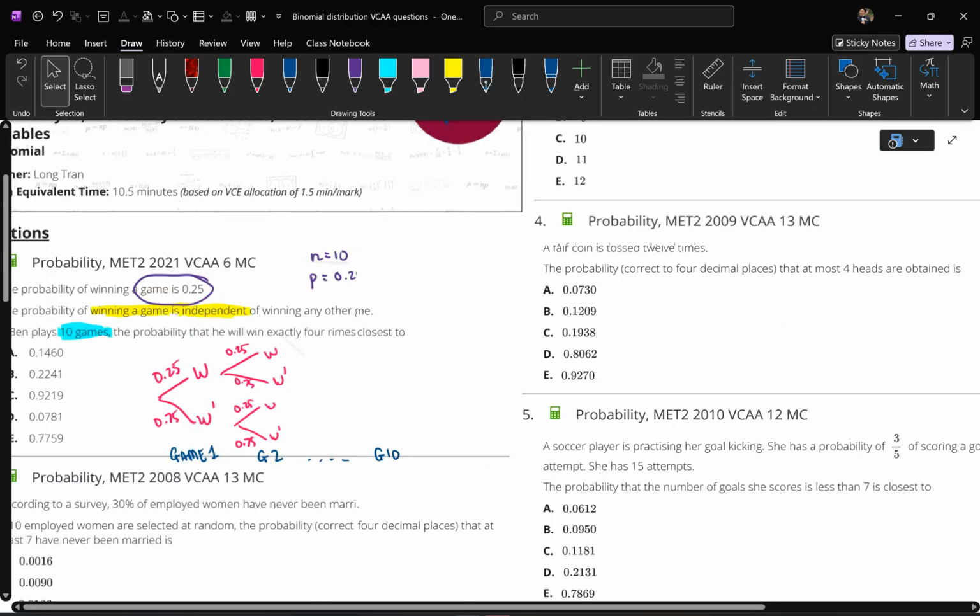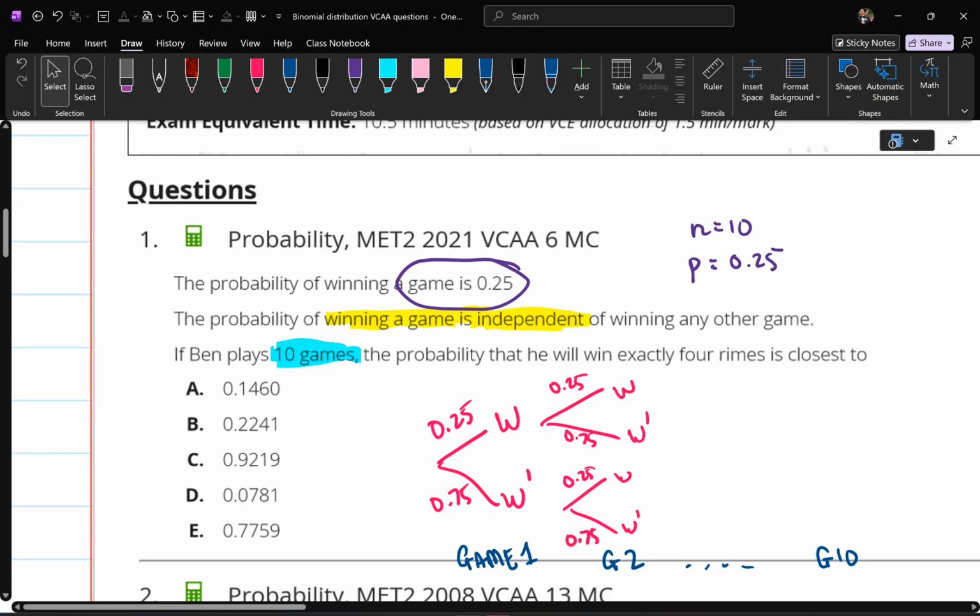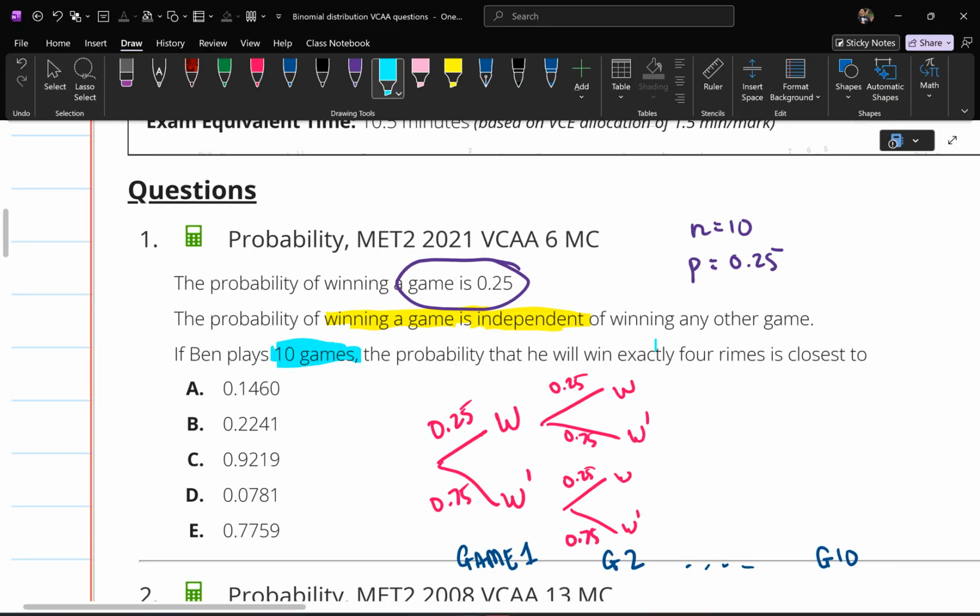Okay, so here we go. We go back to this one. Now they're telling you, find the probability he will win exactly 4 times. There we go. Now we know x is equal to 4.